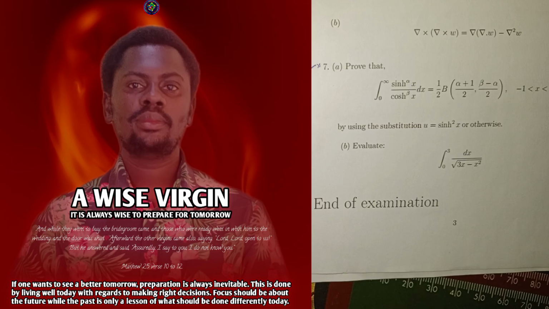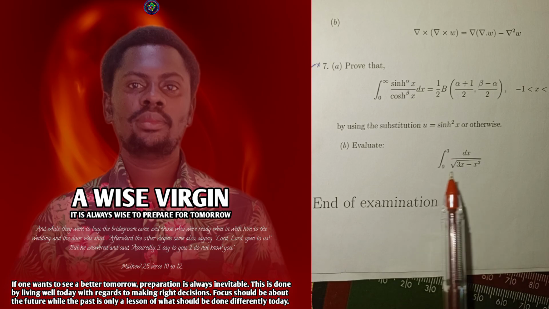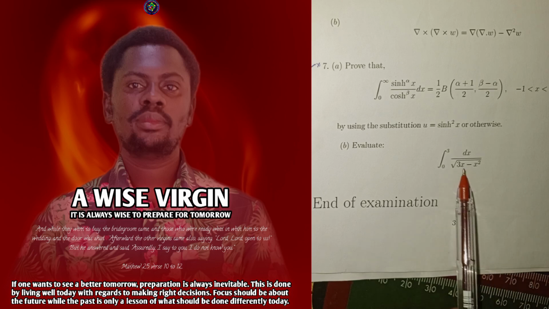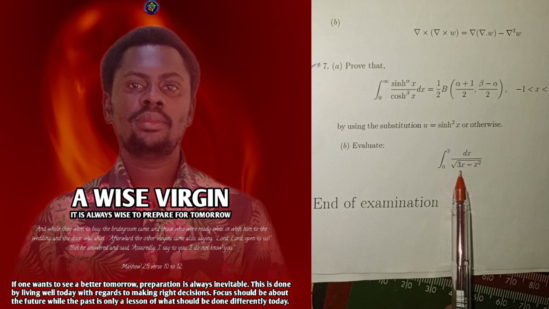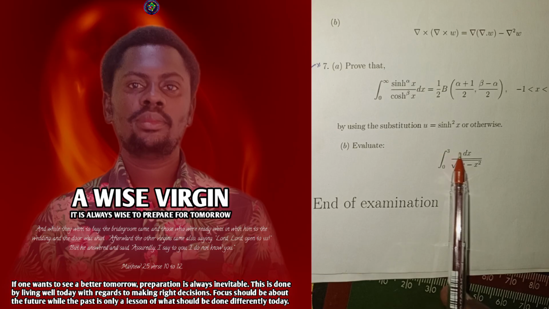Okay, so we continue on practical exam questions on gamma and beta functions. We are on 7b: evaluate the integral from 0 to 3 of dx over the square root of 3x minus x squared. First thing here, we need to bring the square root of 3x minus x squared upwards. It should be a numerator.